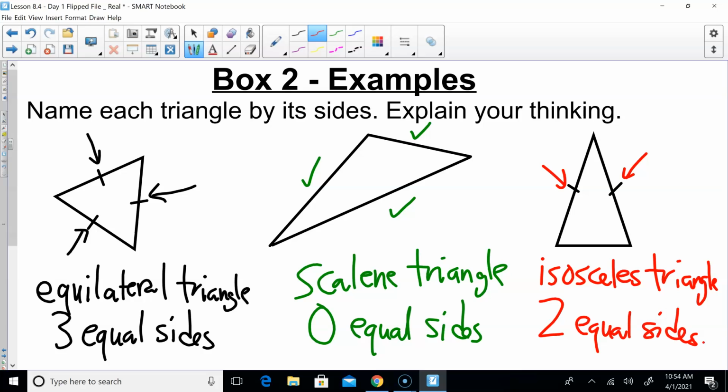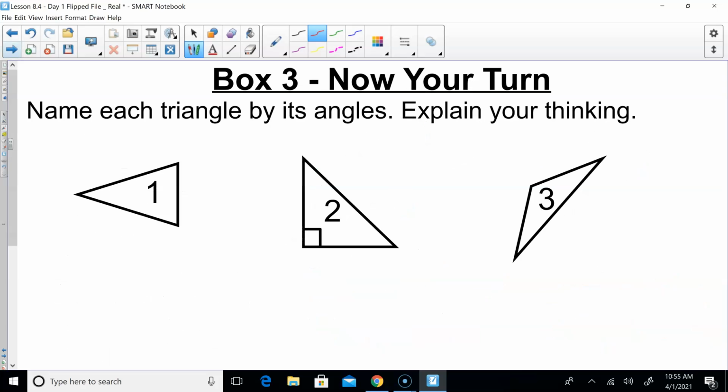So you can pause the video right now, draw the triangles, draw the tick marks, and write down these notes to help you out as you start to identify triangles by its angles and by its sides. So right now, you can label your triangles numbers 1, 2, and 3, draw them out, and then I'd like you to label each triangle by its angles and explain your thinking. So your thinking is, if you choose one, the reason that goes with it.